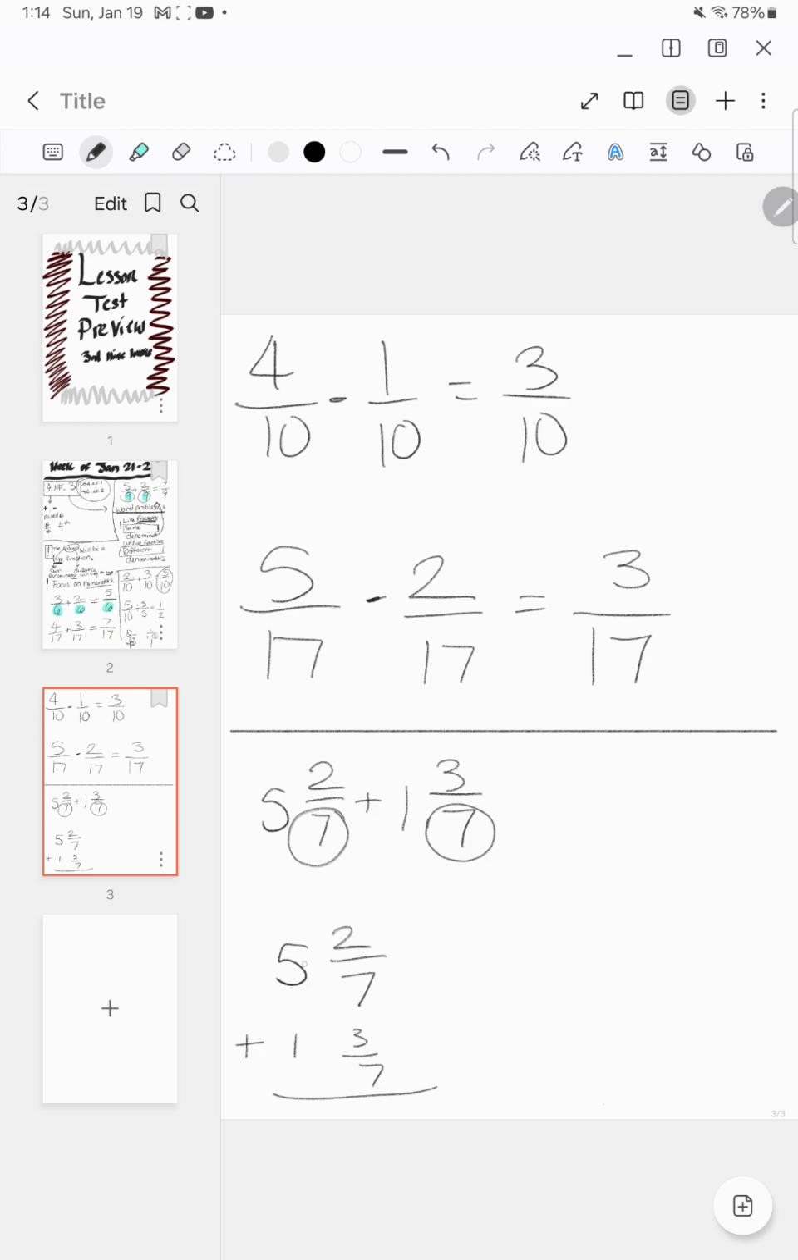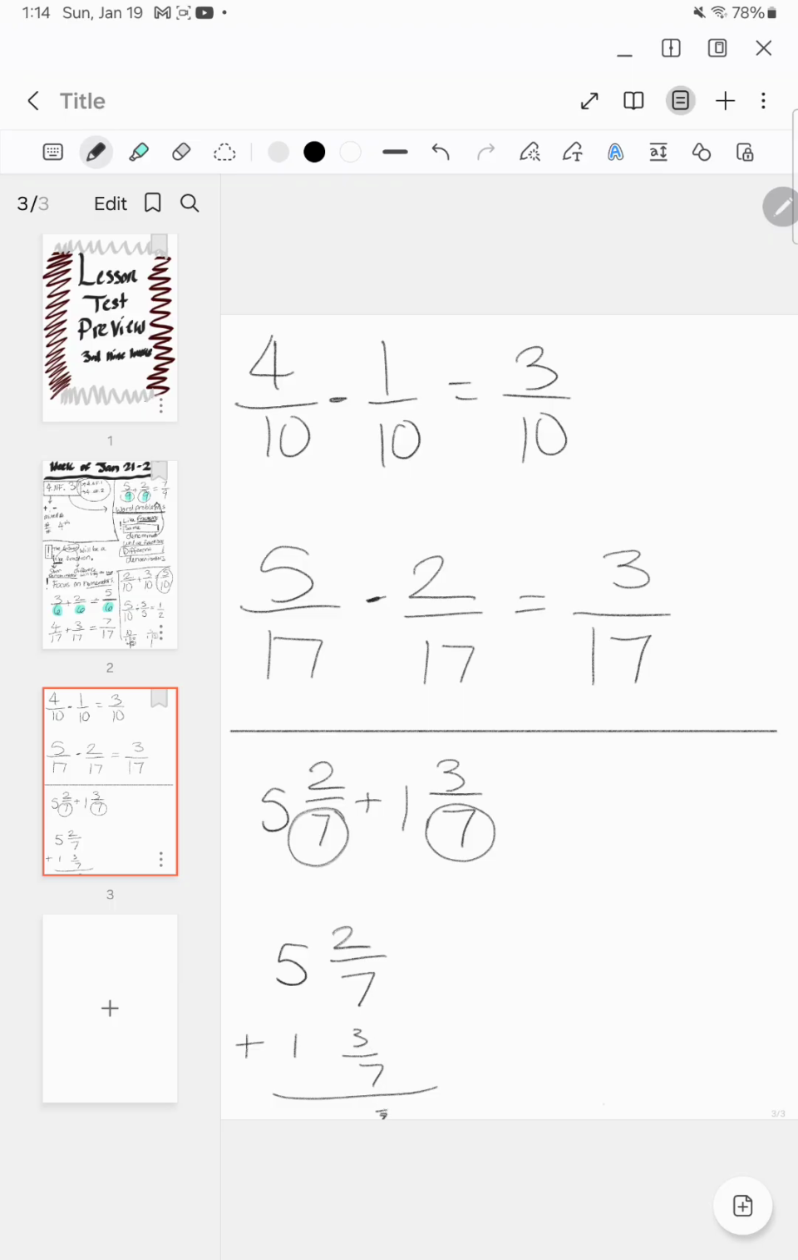And so then whole to whole, you can only add your wholes because they're also like. I can't add this 5 to that 3 sevenths because those are two different things. This is a whole number. 3 sevenths is a fraction. I can't add 1 to 2 sevenths because 1 is a whole number, 2 sevenths is a fraction. You can only add your whole to your whole and your fraction to your fraction. And again, the denominator is going to stay the same.